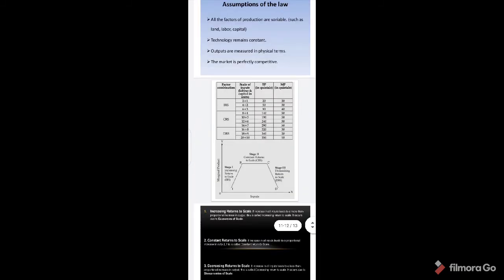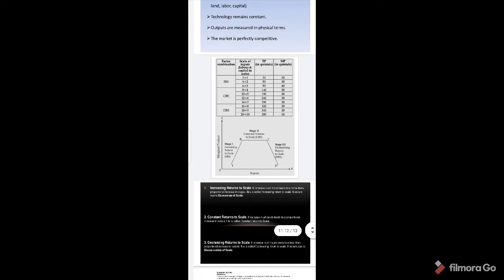Here we have got the schedule and the diagram which represent the law of returns to scale. As we can see the columns: scale of inputs, labor and capital in units, total production and marginal production, increasing returns to scale, constant returns to scale, and decreasing returns to scale, representing their respective draws.